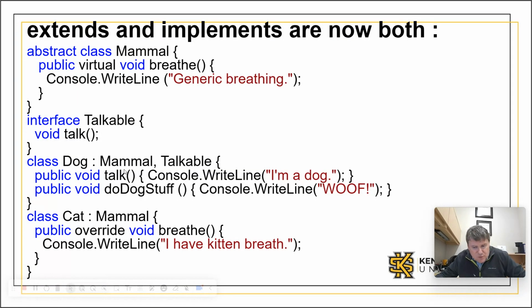Now, you might say, wait, have the rules changed? Can I do multiple extensions? Can I have two parents? No, you cannot have two parents because we are coders and you will have one parent only. So class Dog colon can have one class, which can be abstract or concrete, and as many interfaces as you want, comma separated. But the rules are still the same as in Java. It's just that the nomenclature is a colon instead of an implements and an extends.